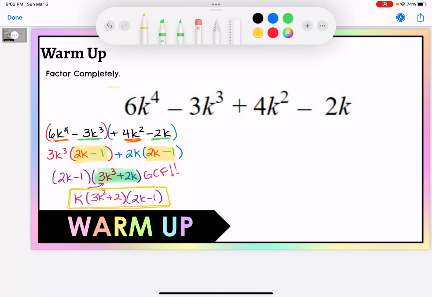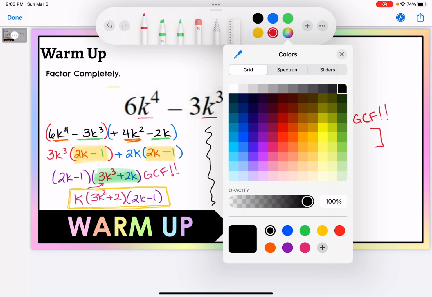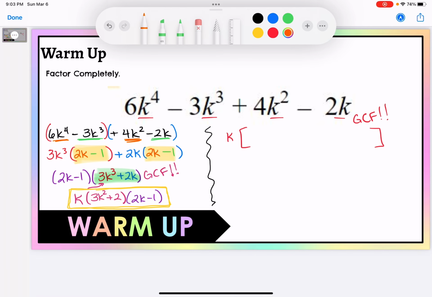Now, if you are really on top of your game, you may have noticed from the very beginning that those 4 terms did have a GCF from the very beginning, right? If I look at all 4 of these terms, they have a k in common. Normally I say pulling out a GCF at the very beginning is the easiest way to go. When we are factoring by grouping, it gets just a little bit complicated because we have so many parentheses. But it will work if you pull that GCF out at the very beginning as well.